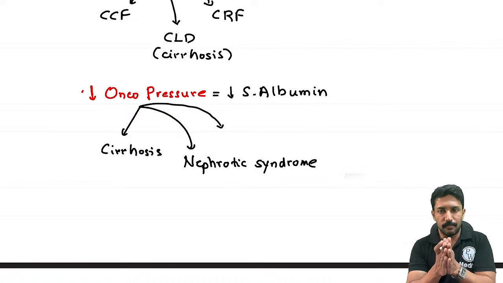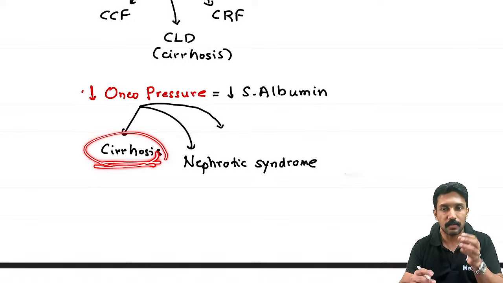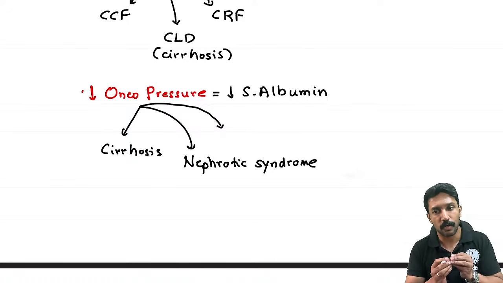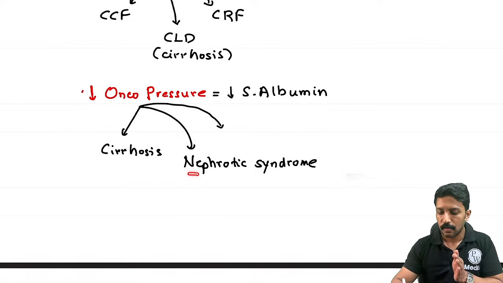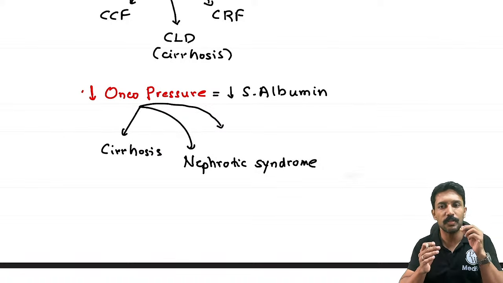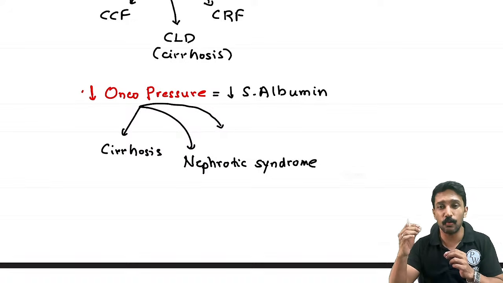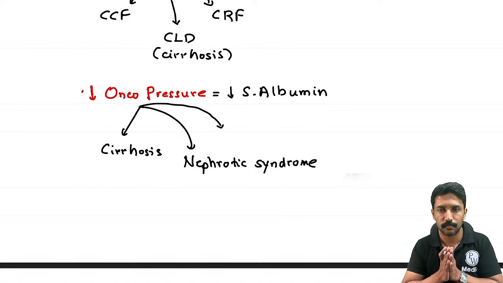See, remember, in cirrhosis, we are having decrease in albumin because albumin production is the job of liver. In nephrotic syndrome, we are having serum hypoalbuminemia because liver is doing its job. It is producing sufficient albumin, but I'm losing it in urine because of the failure of the kidney. Nephrotic syndrome is the reason.